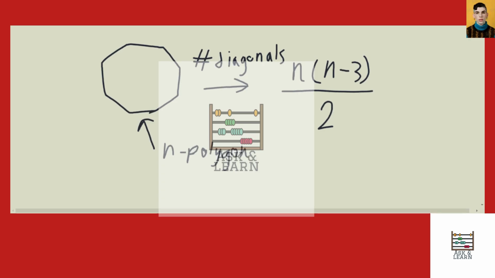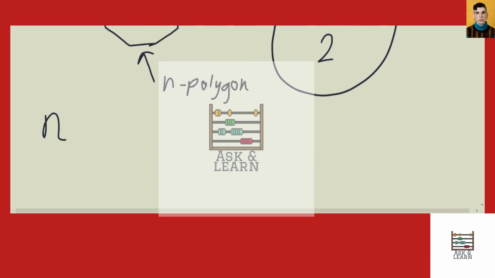So we need a formula to find the number of diagonals inside a polygon. Let's say this is our formula. Let's try to prove it using induction. Let's use the base case n equals 3, because that's the smallest possible polygon.